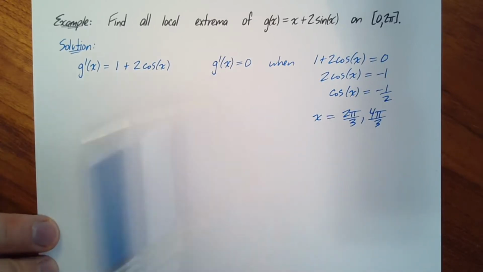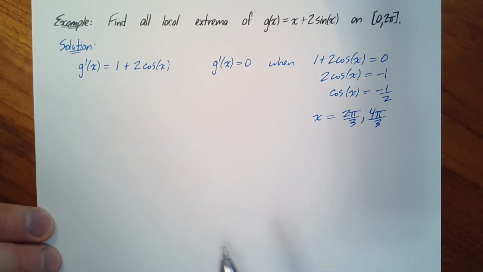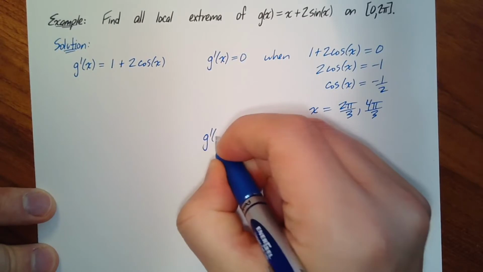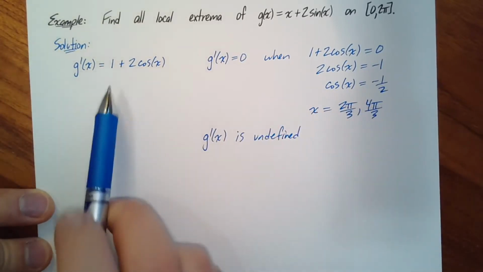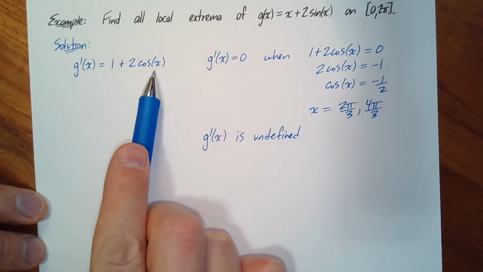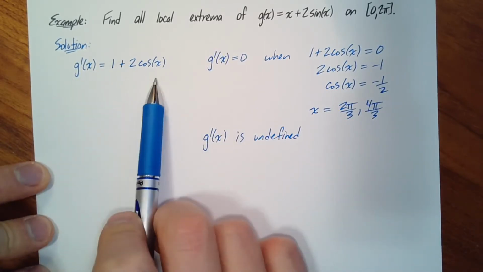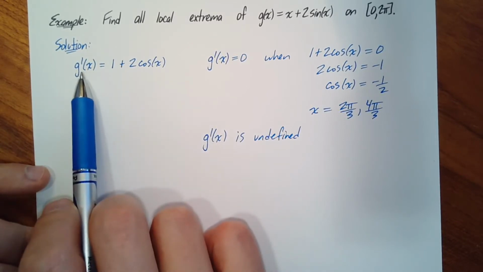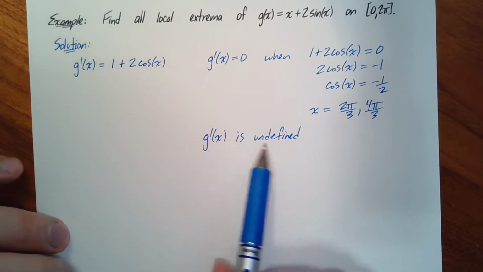But what about the other type of critical numbers? Are there any type 2 critical numbers? Is this derivative ever undefined? Let's mention that. G prime of x is undefined when? Well, 1 is a constant, it's always defined. Cosine of x, that's an oscillating function, that's defined on the entire real line. Multiply it by 2, it's still going to be defined everywhere. So this derivative is defined everywhere. So there's no problems with points of singularity here. So when is g prime of x undefined? Never.